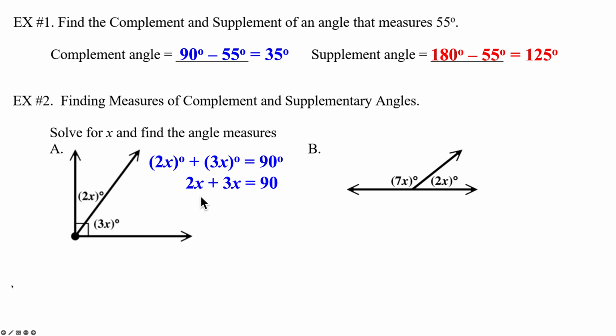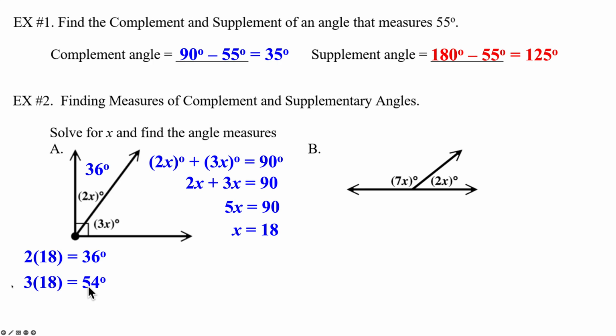If you want to drop the degrees, you can and just call it 2x plus 3x equals 90. We'll add our x terms, call it 5x, divide by 5, x is equal to 18. Now that you know the value of x, we'll substitute that back into both angle measures. 2 times 18 is 36, that will be a 36 degree angle. 3 times 18 is 54, so that's a 54 degree angle. And if you want a quick double check, add those two together and they better add up to 90 degrees.